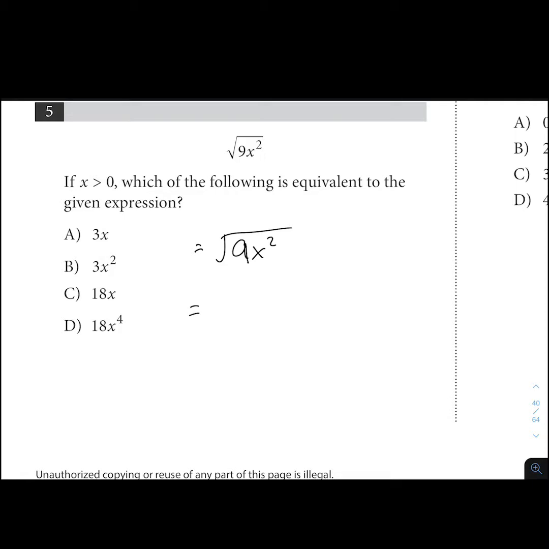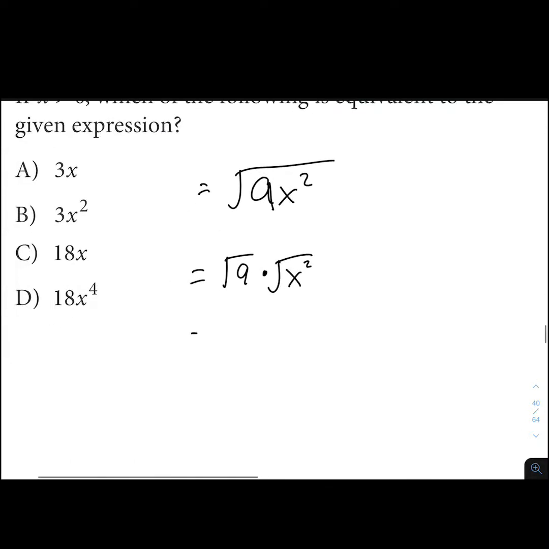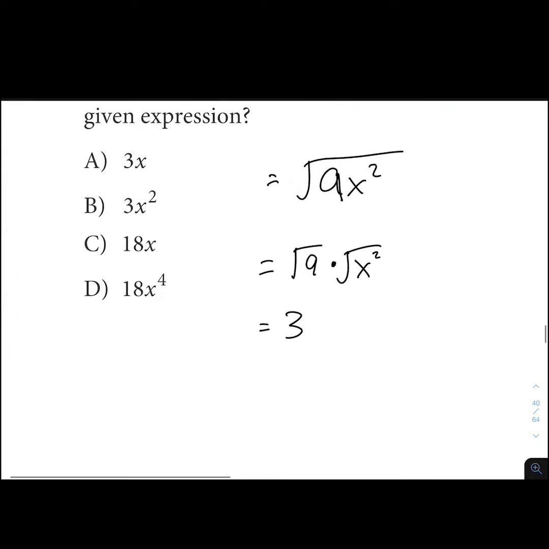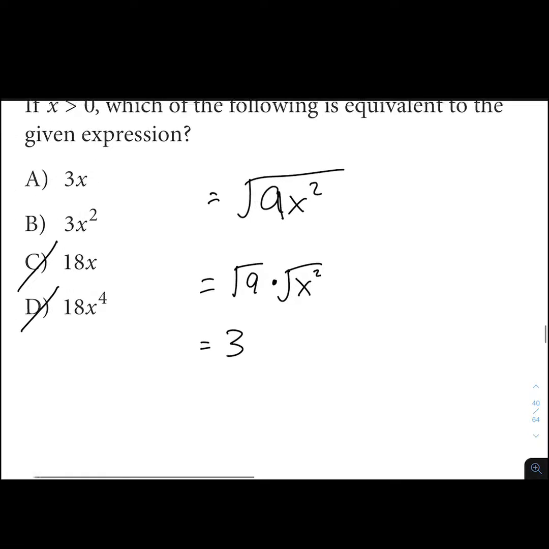This is allowed because of the law of exponents. Instead of saying the square root of 9x squared, I can break this up as the square root of 9 times the square root of x squared. Again, this is by the law of exponents. And the biggest thing here is it's multiplying. That's why I could break it up. So we know the square root of 9, that's just 3. So that marks off C and D automatically.